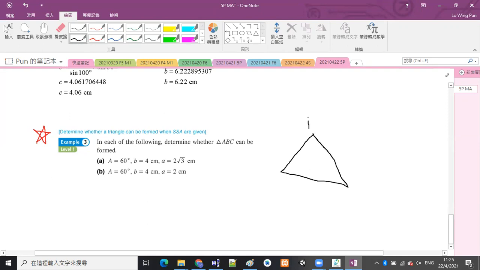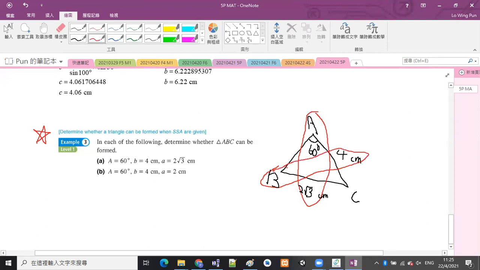Now we have triangle ABC, with vertices A, B, C. Okay, I want angle A to be 60 degrees. This is 60 degrees. And then I want length A to be 2√3 cm. Okay, and then I want length B to be 4 cm. What I can do is to calculate angle B, okay? Because I have one pair of length and angle. And then if I circle this, I can calculate this angle B, right?